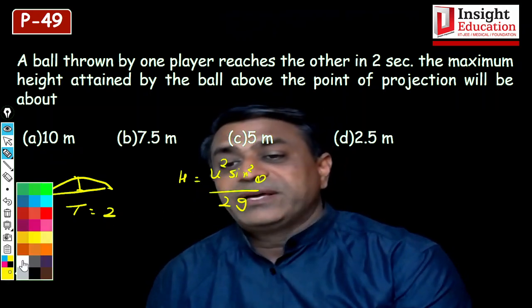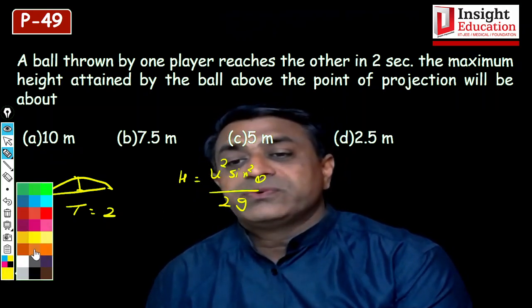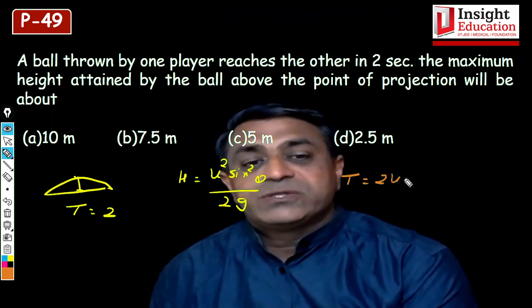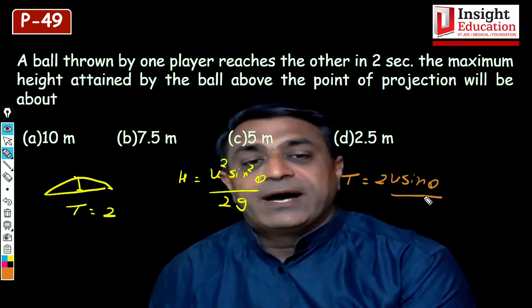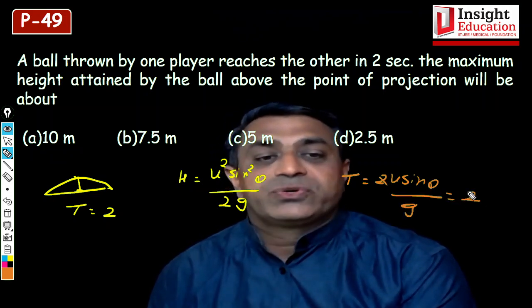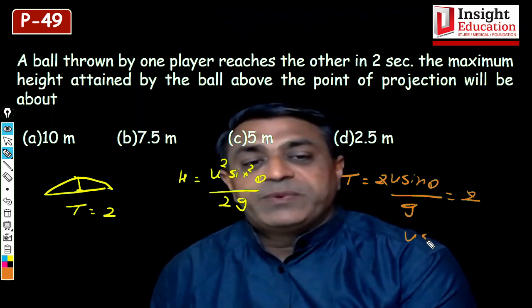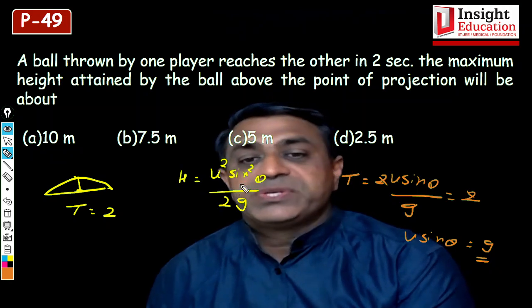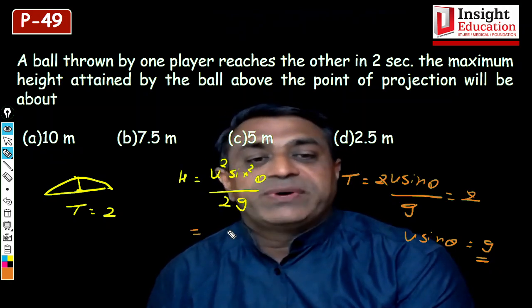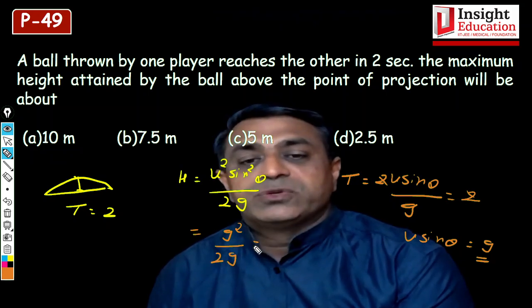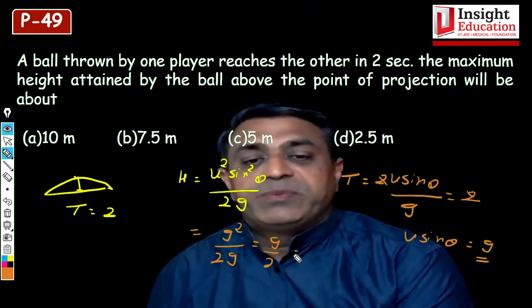So the time of flight t is equal to twice u sine theta upon g, and that is equal to 2 seconds. So 2 cancels, which means u sine theta is equal to g. Now use it here: u square sine square theta gives g square upon 2g. So g by 2, which means 5.